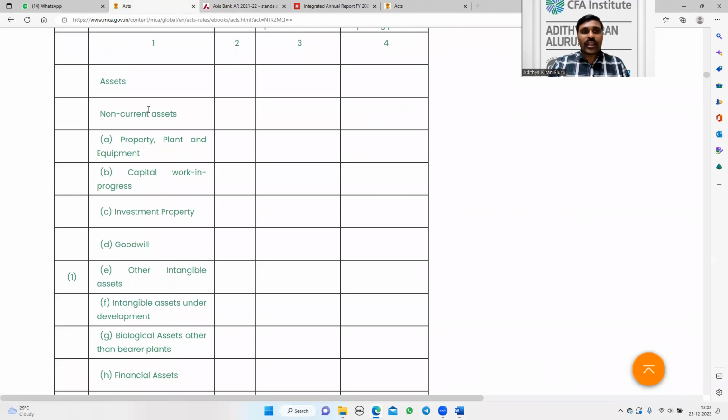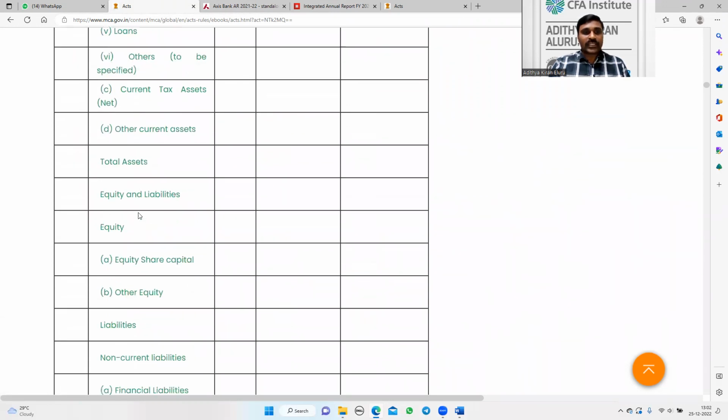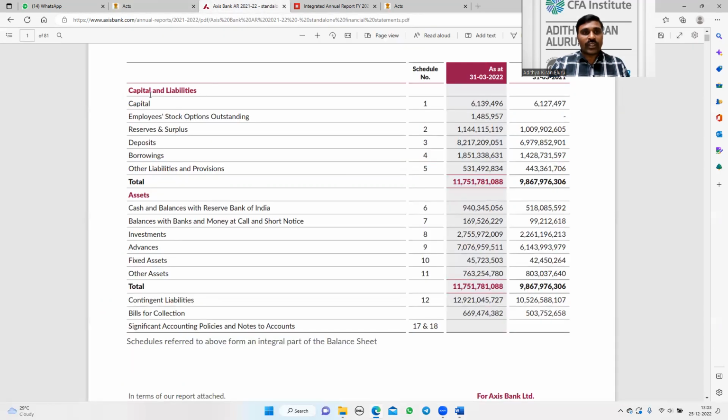So here we have to write assets, non-current assets, then we have to write equity and liabilities. But here they have written capital and liabilities first, then assets. Within capital and liabilities, look at their headings: capital, employee stock option outstanding, reserves and surplus, deposits, borrowings, other liabilities and provisions.